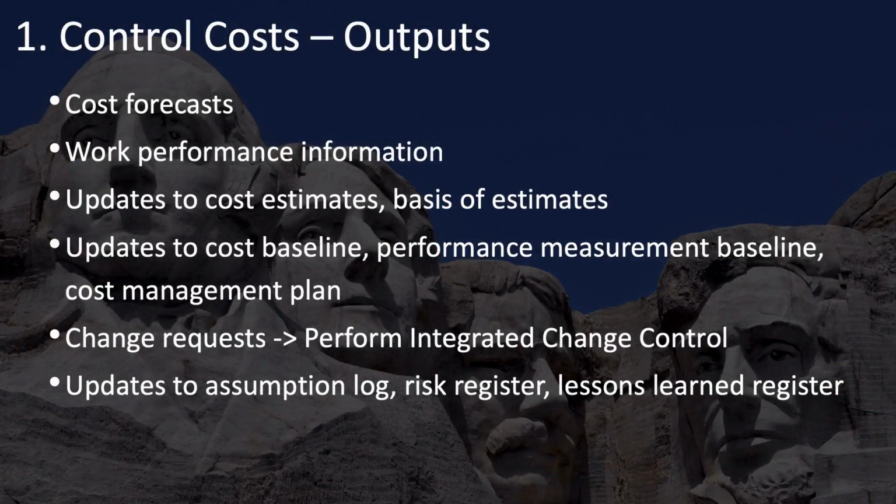The outputs of control costs include your cost forecasts and work performance information to support these cost forecasts. And you may also need to update your cost estimates and your basis of estimates. You may also need to update your cost baseline, your performance measurement baseline, or even your cost management plan. But these are going to be baselined items which can't be changed without a change request, which needs to go through the Perform Integrated Change Control process.